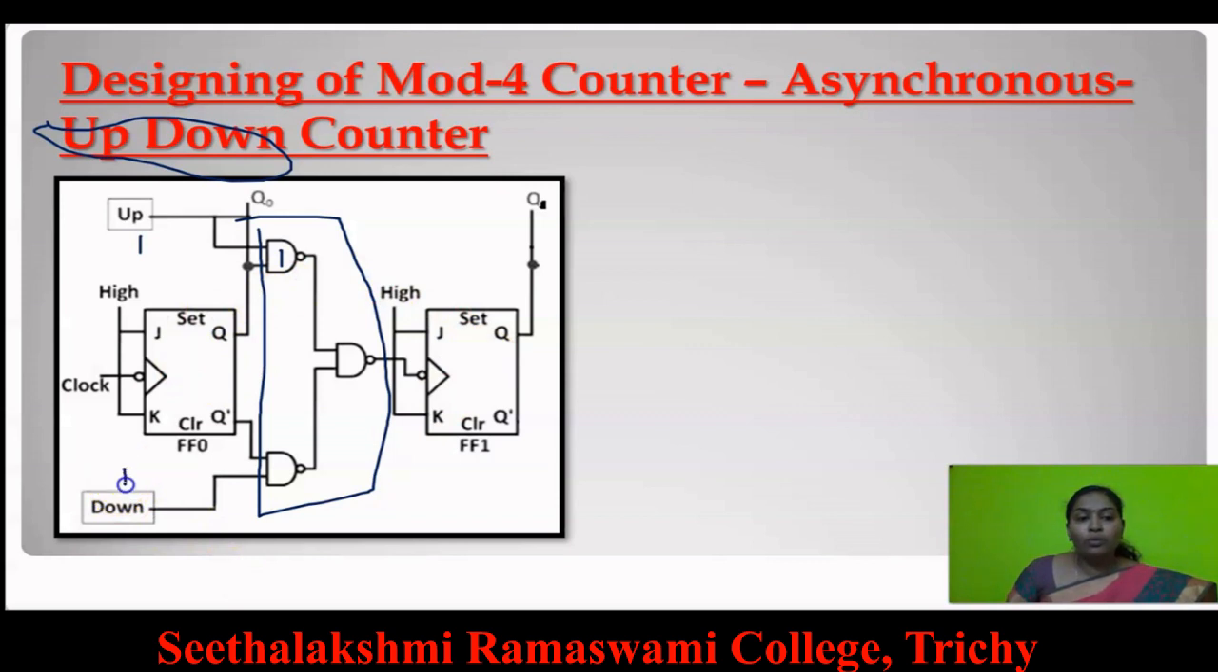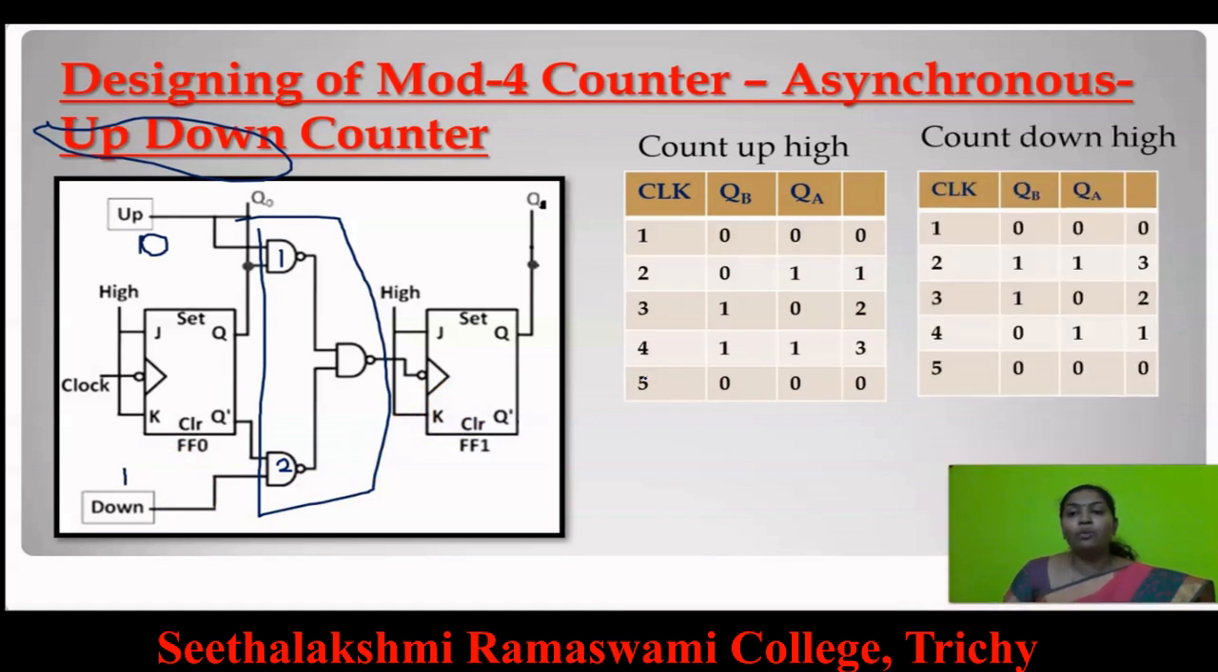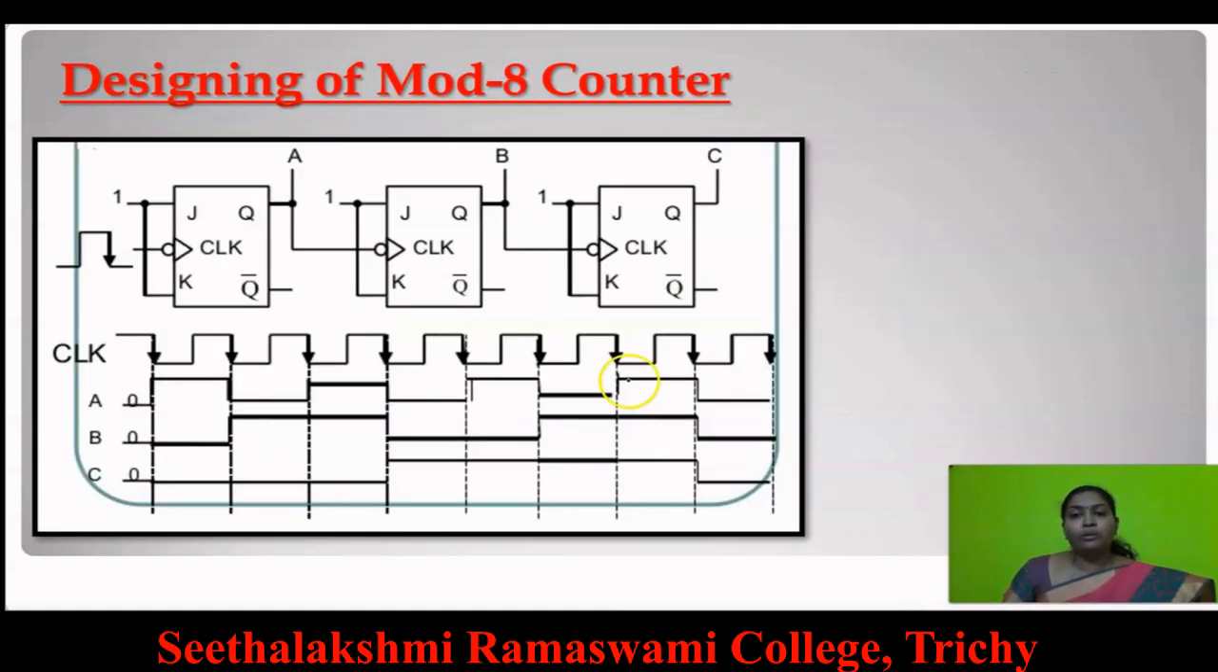If we give down equal to 1 and up equal to 0, then the second flip-flop will get enabled and it will automatically count in the down mode. So the corresponding truth tables for count up high and count down high are given here.